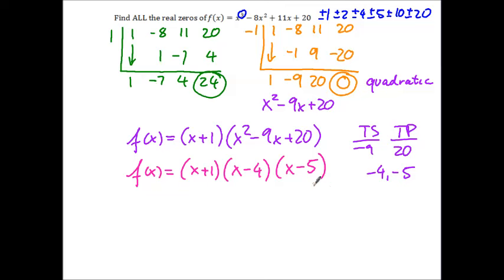And our zeros, or roots, or solutions of this function, which are also the x-intercepts of our graph, are x is equal to, and again, switch the sign, negative 1, positive 4, positive 5. Very well. Now go ahead and watch the second part of this tutorial.